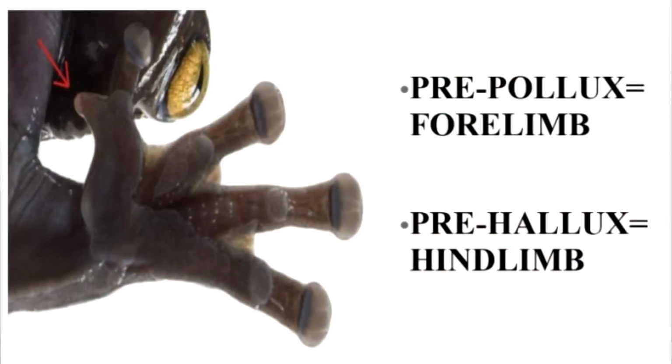Kaya siya web. So, the prehallux, pareha sa katong naa sa forelimbs, kay prepollux man to. So, prehallux sa hind limbs, kay it is the small sixth toe and can be missing in few frogs or toad.